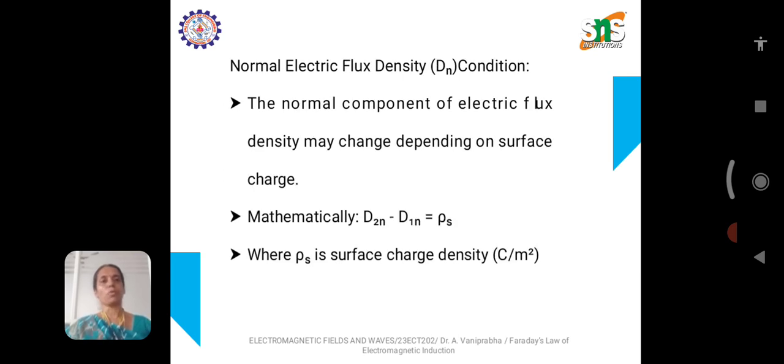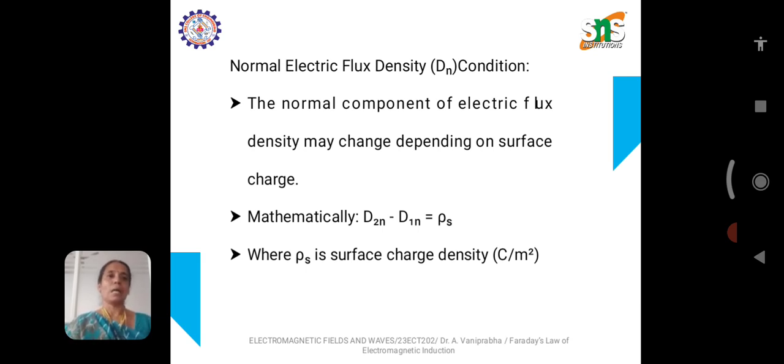The next important boundary condition is the normal electric flux density. Flux density is represented as D and the normal component is Dn. So the normal component of the electric flux density may change, depending on the charge present on the surface. Mathematically, Dn1 minus Dn2 is equal to rho s, which is nothing but the amount of charge present on the boundary surface. Since it is a surface, it is represented as surface charge density.